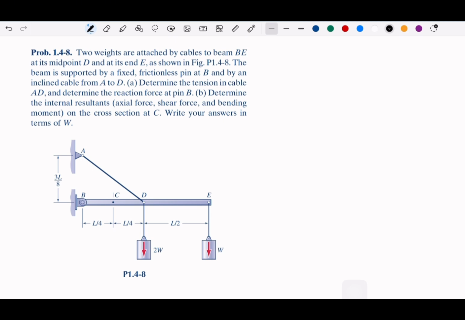We need to determine the tension in cable AD and determine the reaction force at pin B. And the second question is the internal resultant at the cross section C. And we have to write all the answers in terms of W.